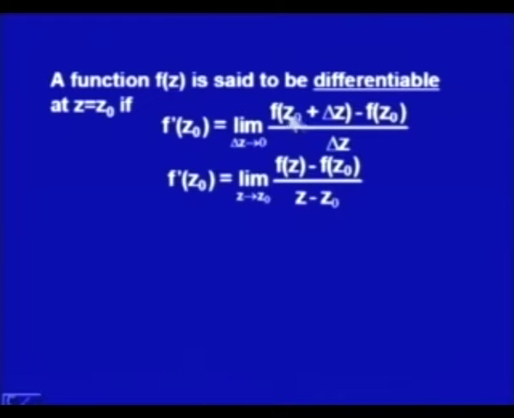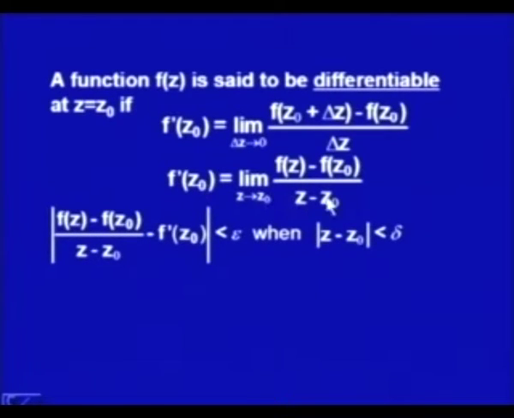If I denote z naught plus delta z as z, then this expression can be written as f of z minus f of z naught divided by z minus z naught. The limit of this expression as z tending to z naught is defined as f dash of z naught.